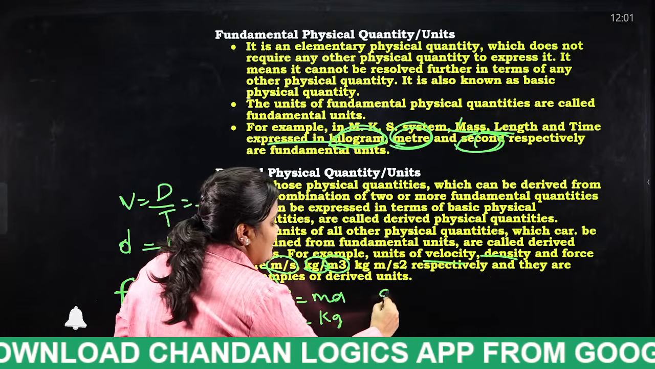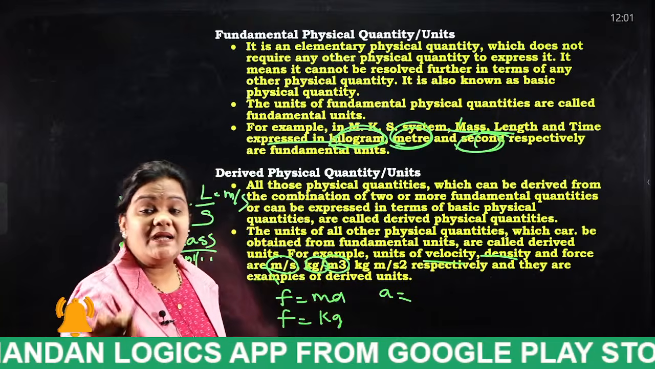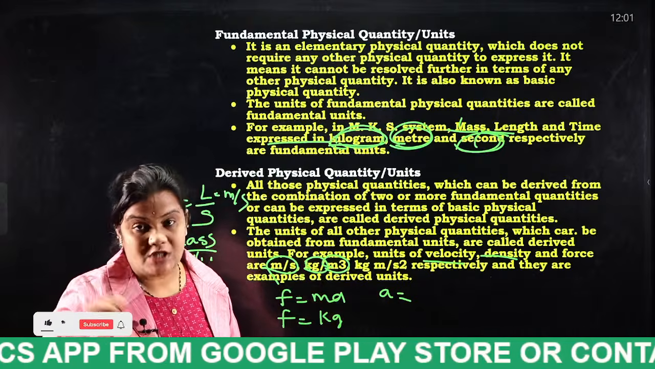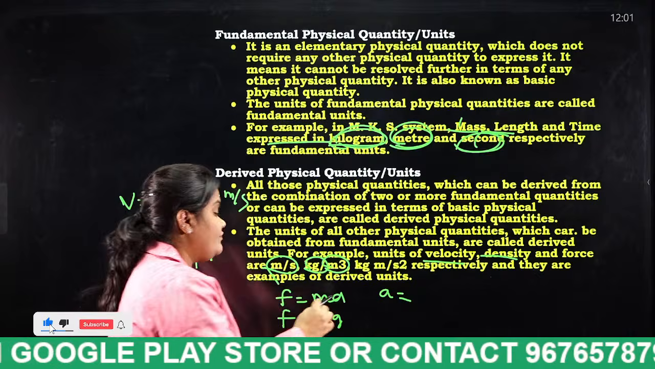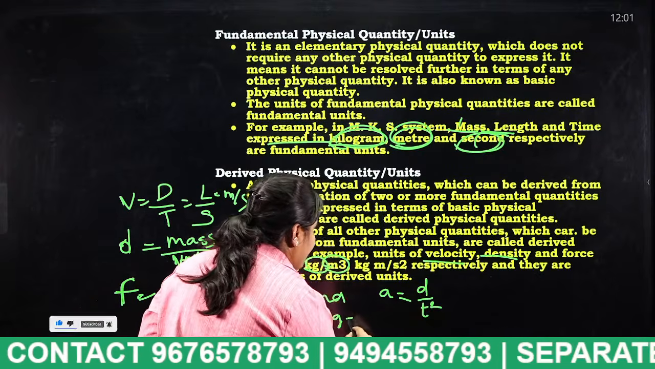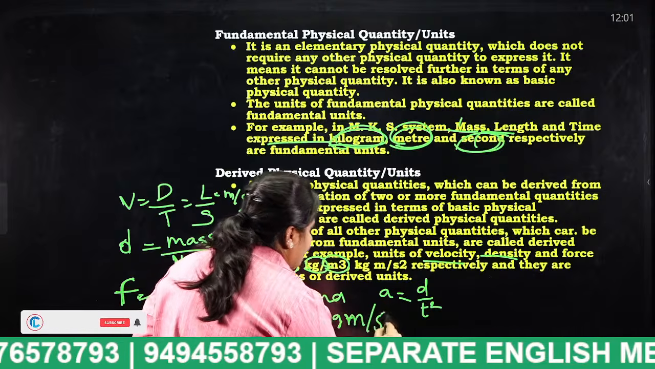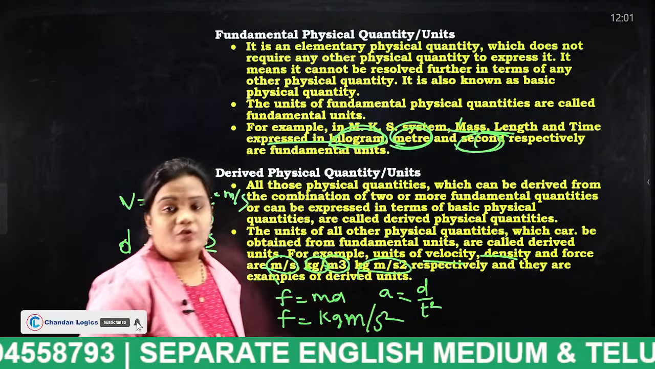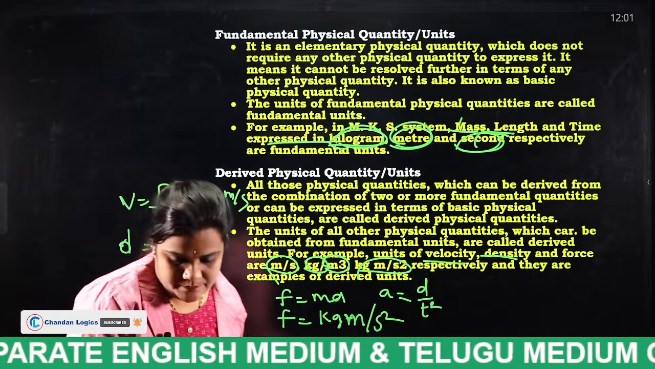And what is acceleration? Acceleration is nothing but the rate of change of velocity. What do you mean by rate of change of velocity? That means distance by t square. That is nothing but m per second square. So these are the derived units. Okay? Next.